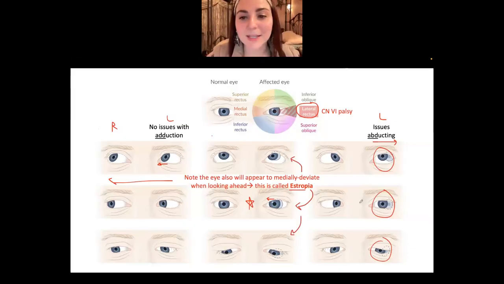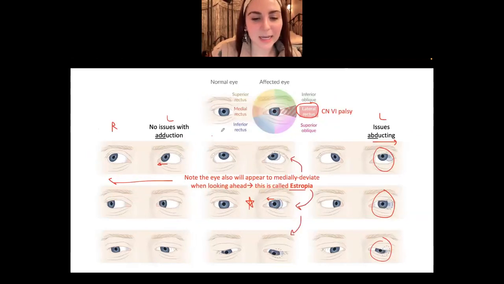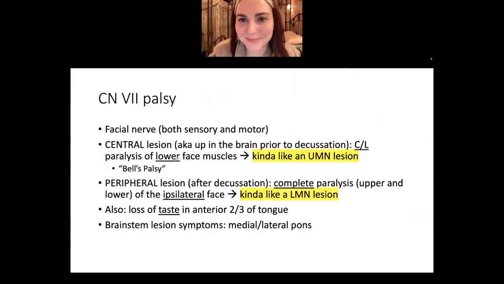And a lot of the times they'll give you something like this and ask, what eye is lesioned? And what cranial nerve is lesioned? Is it left? Is it right? And is it 6? Is it 3? Is it 4? Okay. And this doesn't have a fancy name. There's issues abducting with the affected side, just like with 3. If you have issues adducting with the affected eye, that's called internuclear ophthalmoplegia. There's nothing like that with cranial nerve 6. It doesn't get a name. Okay, so I think that's all, but there's esotropia.